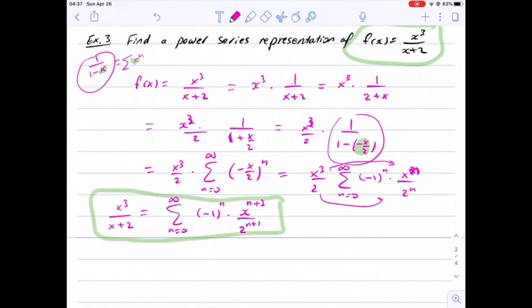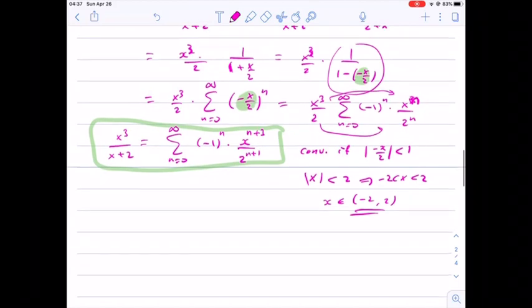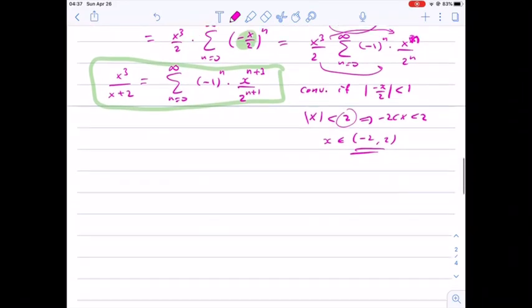Now, if we want to find the radius of convergence, it is the same as the previous example. So this is convergent if the absolute value of negative x over 2 is less than 1, and that means the absolute value of x is less than 2. That means x is between negative 2 and 2. So the interval is negative 2 to 2, and the series is convergent if x belongs to this interval. And as before, the radius of convergence is 2.